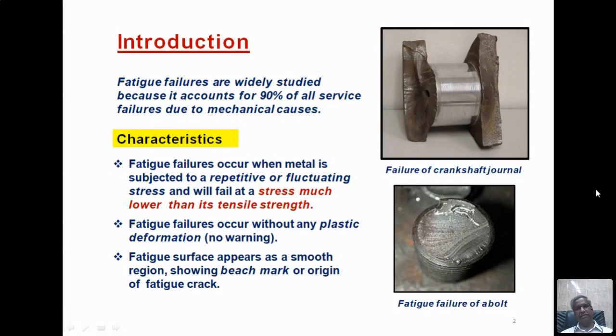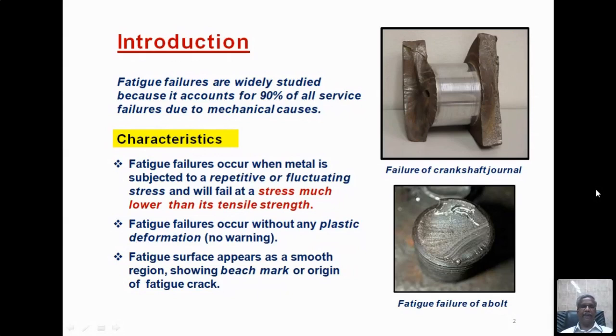So here it will show some indication. Normally, as I told yesterday, the designers will take yield strength as the maximum strength. From there, they will apply the factor of safety, and then the design stress is calculated. Normally, design stress is equal to yield stress divided by factor of safety.